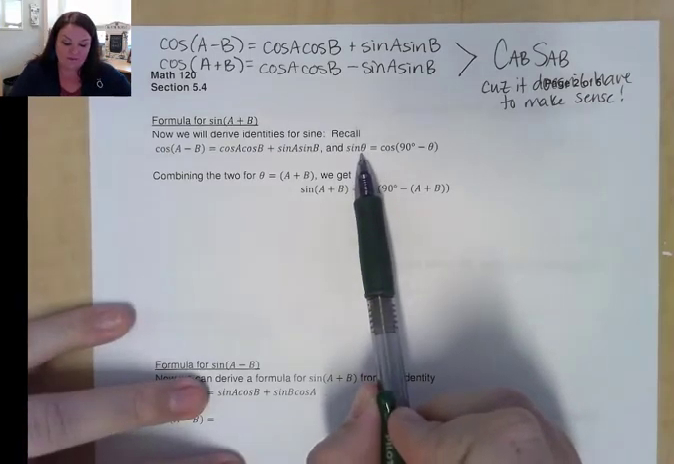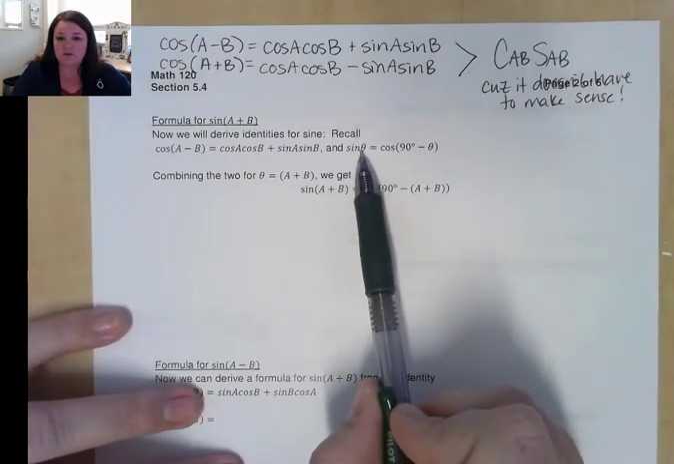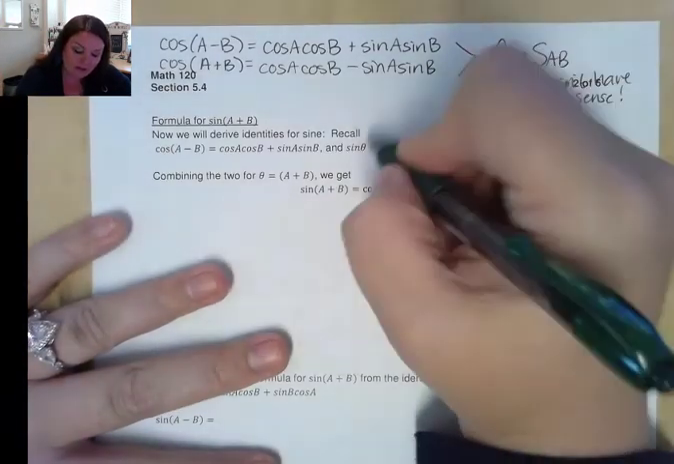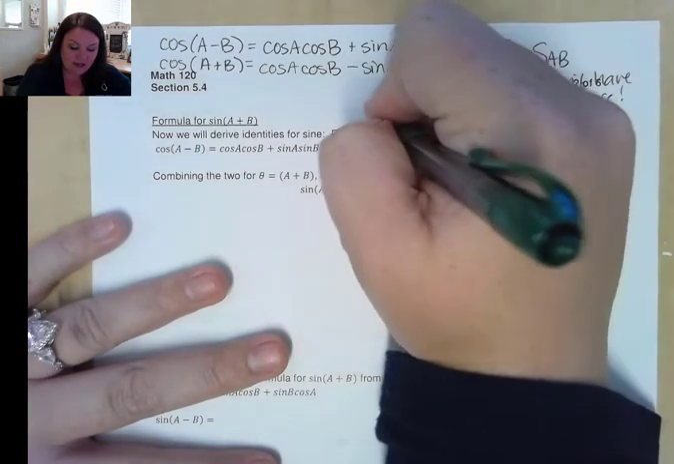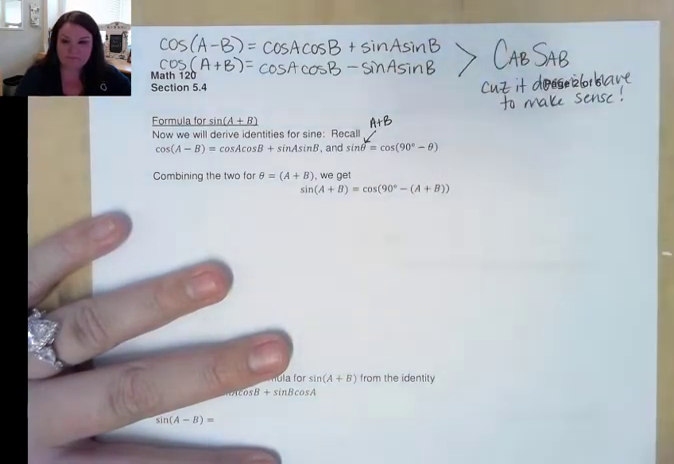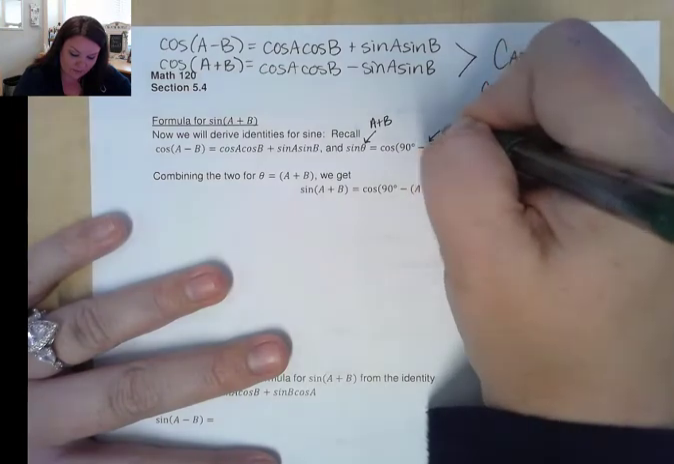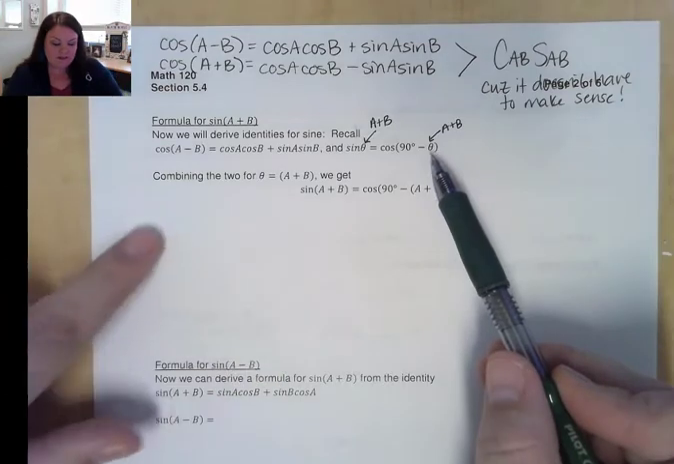If an angle and its complementary angle add to 90, then we know sine of one of the angles is equal to cosine of the other angle. And this is true for any theta that we can think of. So what I'm going to do is pick a specific theta. Let's let theta equal a plus b. So I would put a plus b in for theta here, and I would also put a plus b in for theta there. Okay, so that's what this is saying.